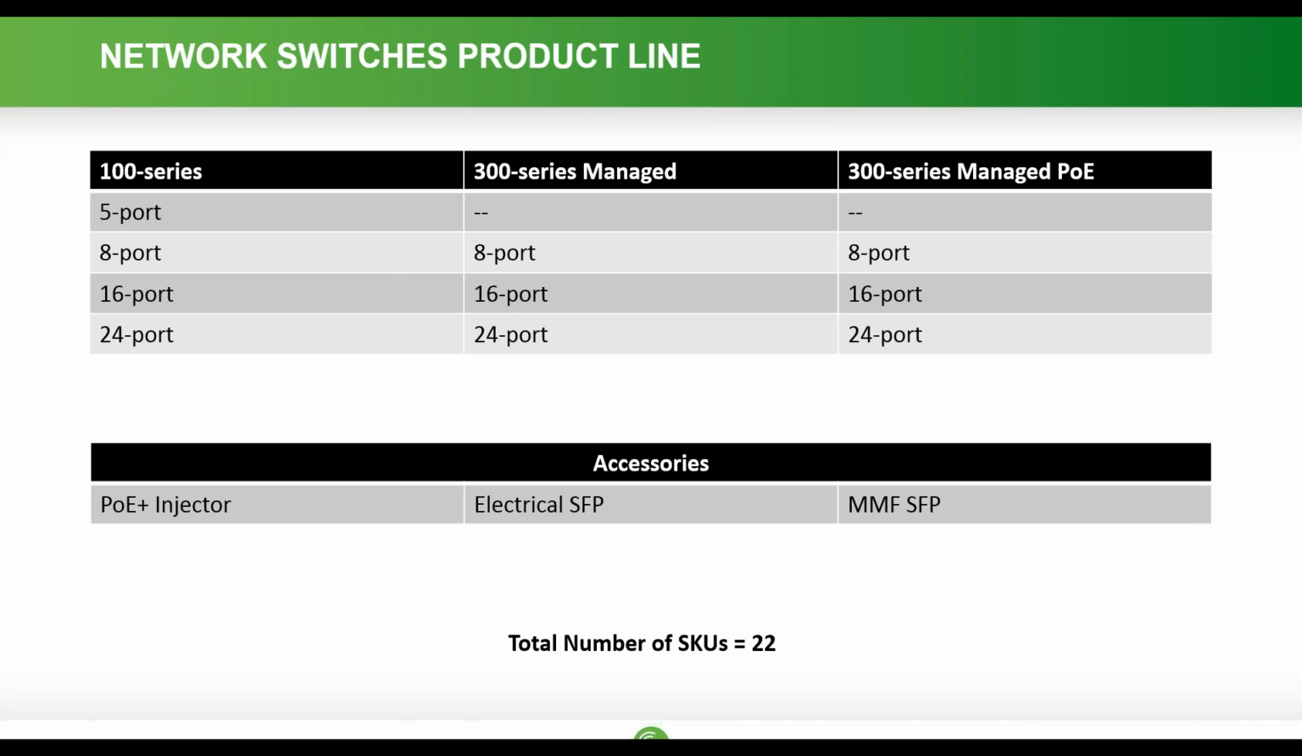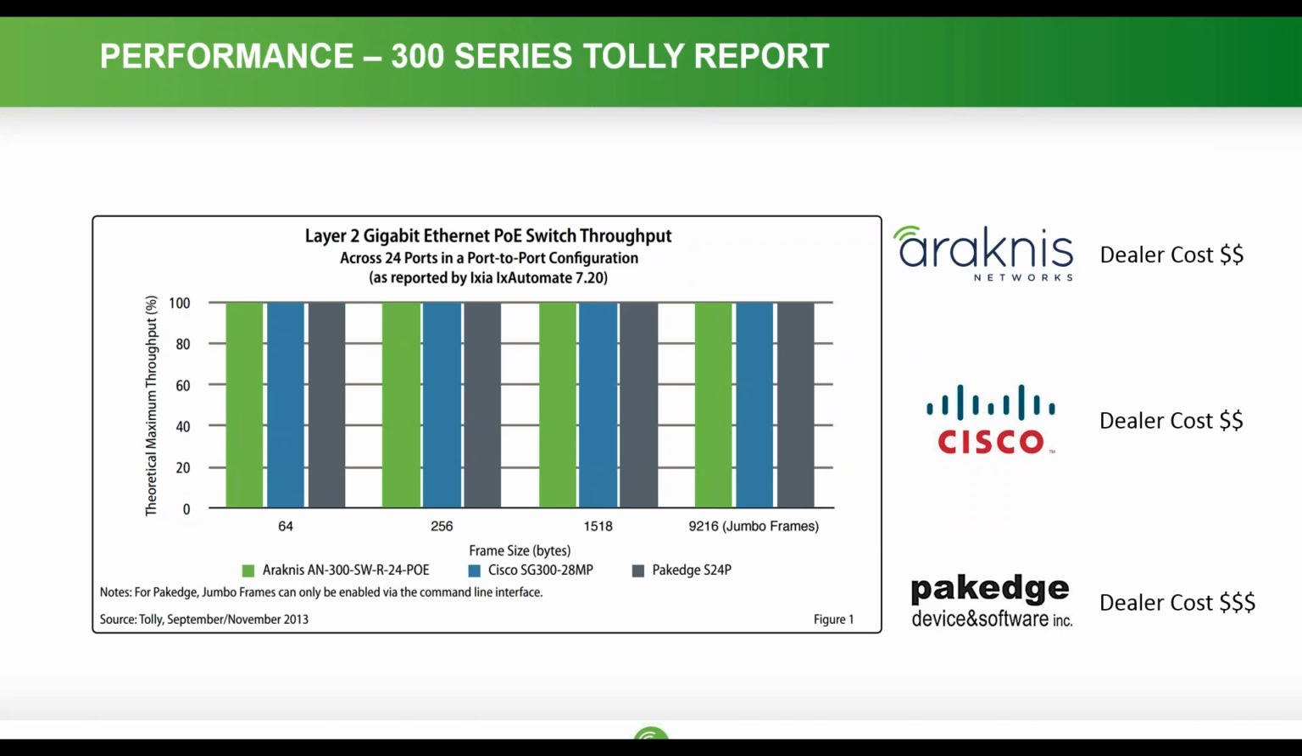And then from a performance perspective, we went to TOLLY and benchmarked against two competitors here. We recognize the AV guys have a tendency to go through Pakedge, and the IT guys go through Cisco. So we went to TOLLY and we sent our 300 series switch, 24 PoE, and they did a full bandwidth test. You can see from the results here that on a full LAN-to-LAN performance test, all three solutions scored the same. They all perform equally in the same manner.